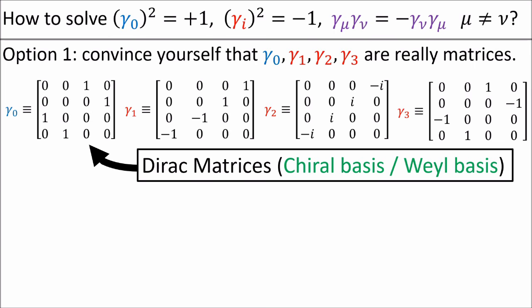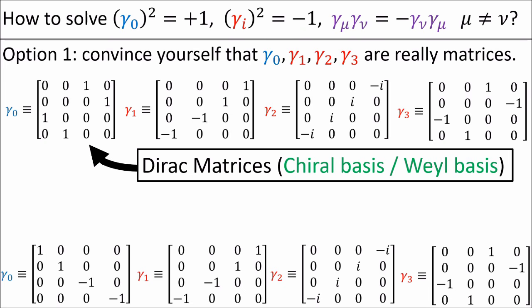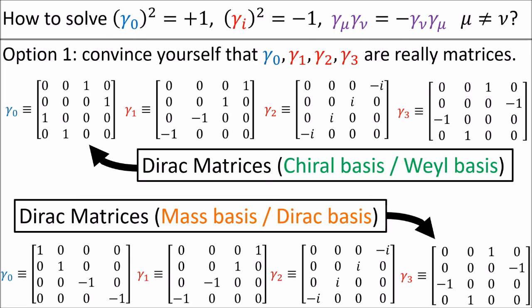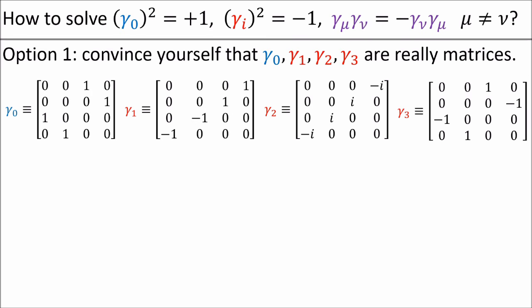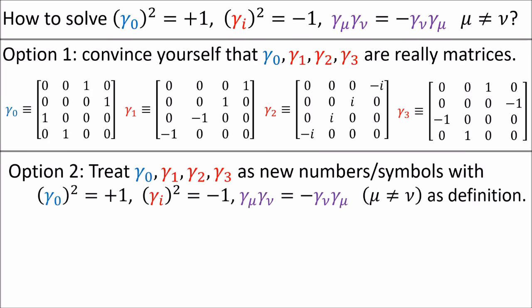And again, there are multiple solutions. This set of matrices is called the chiral basis or Weyl basis. There's also this alternative solution called the mass basis or Dirac basis. But as usual, I'm going to say it's better to just treat the gammas as their own symbols that obey these squaring and anti-commutative properties, and take those as the definition.